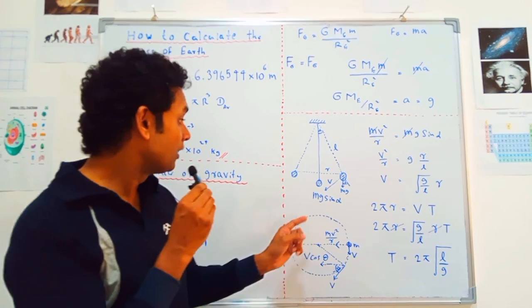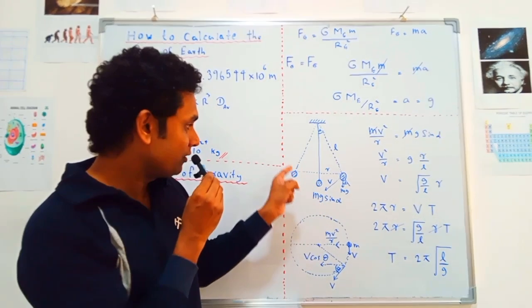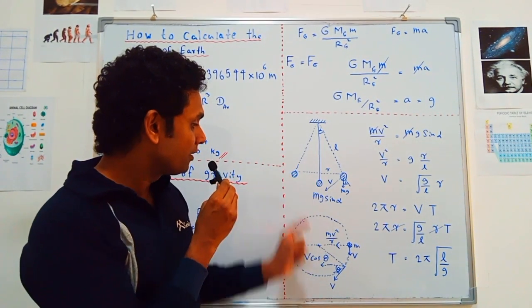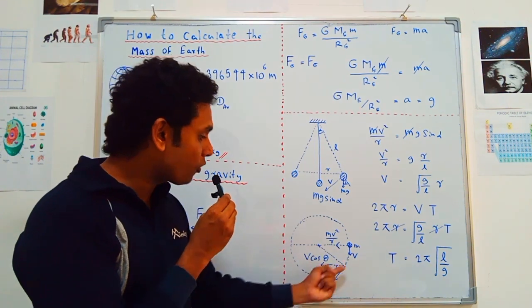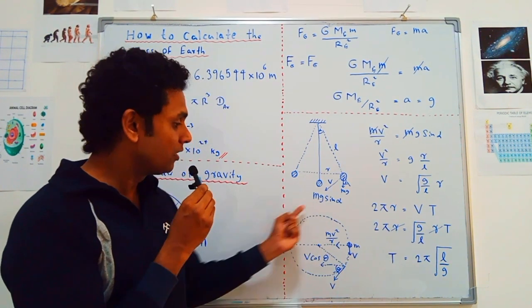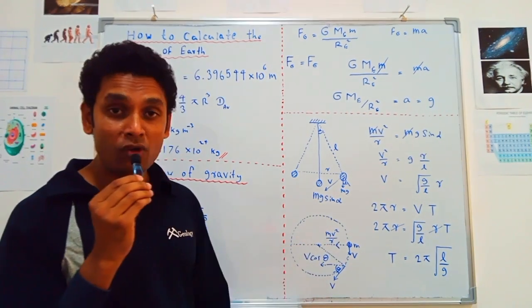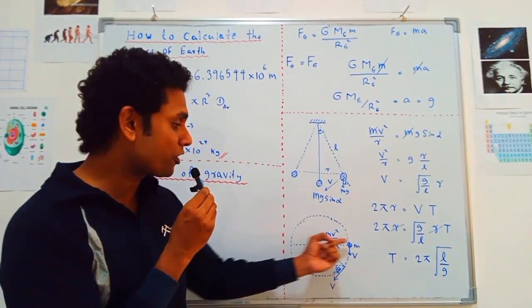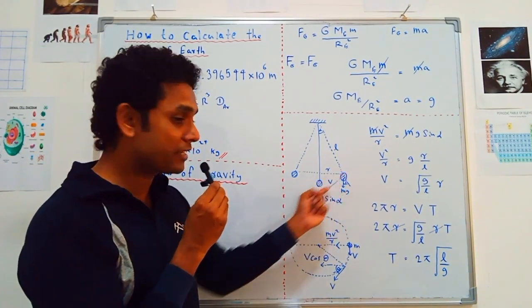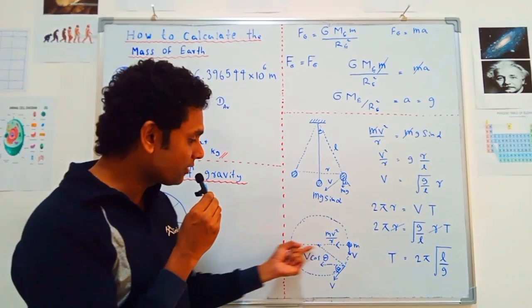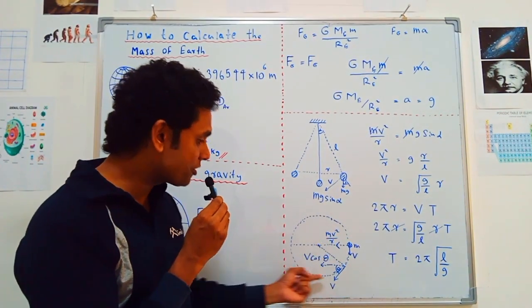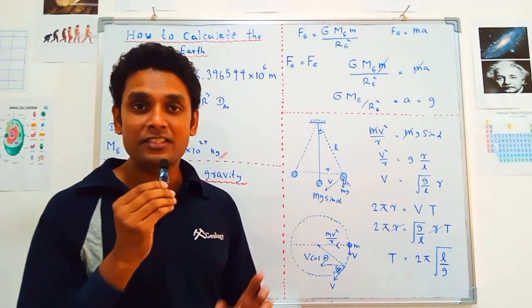Any simple harmonic motion can be represented by the horizontal component of a rotational motion. Let's check whether it's true or not.